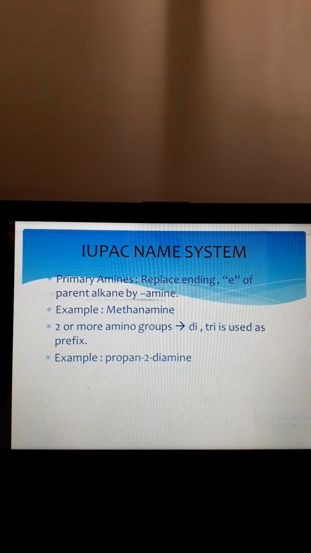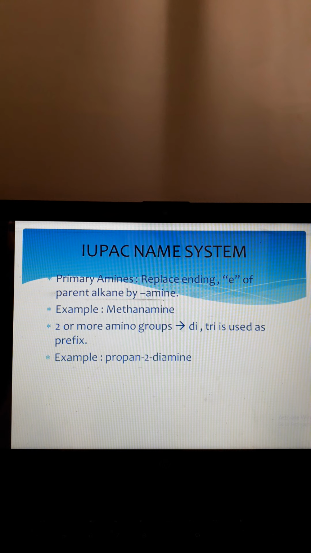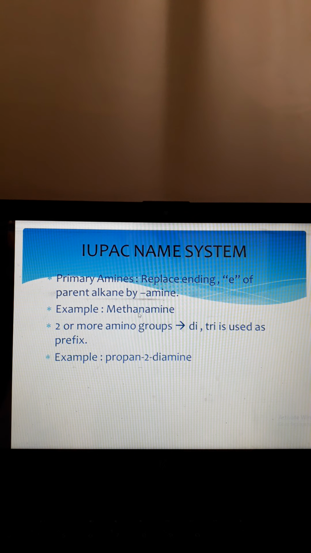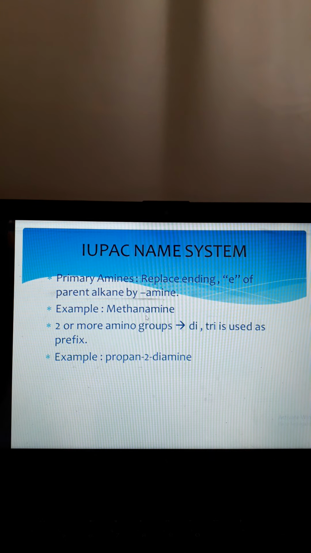We know that methane, ethane, these names are ending with E. So here we are going to replace this E with the suffix amine. Here one example is given, that is methane, methanamine. In methane, E is replaced and instead of E, this suffix amine is given, and hence the name becomes methanamine.